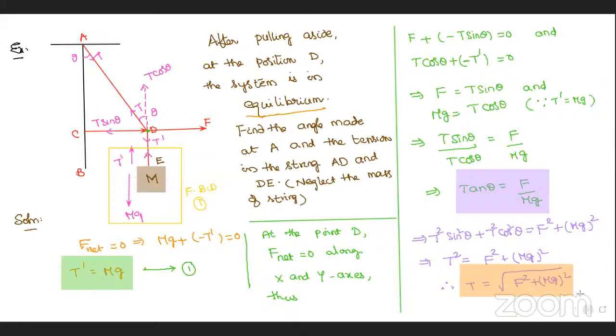System means nothing but the number of bodies connected to the string. A combination of blocks or bodies is called a system. That is system. That's it.